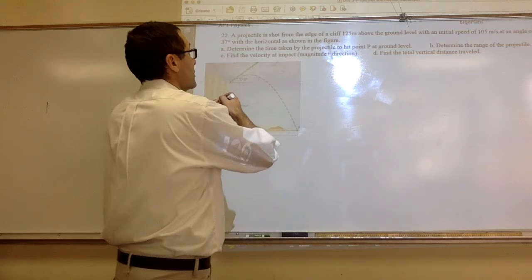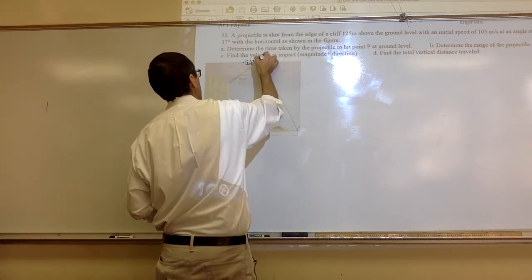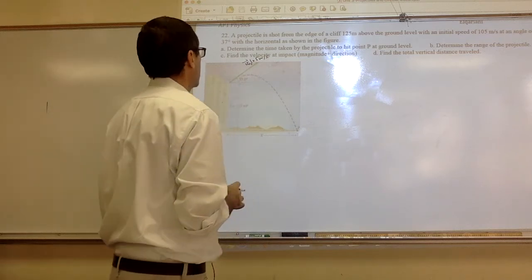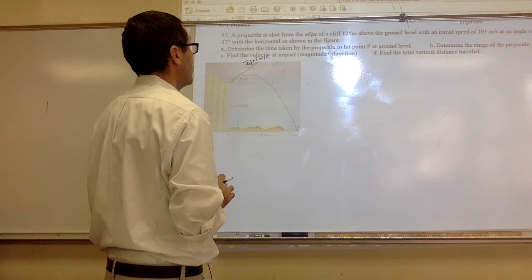So pretty much the information is given here. The initial velocity is 105 meters per second. Determine the time taken by the projectile to hit point P at the ground.